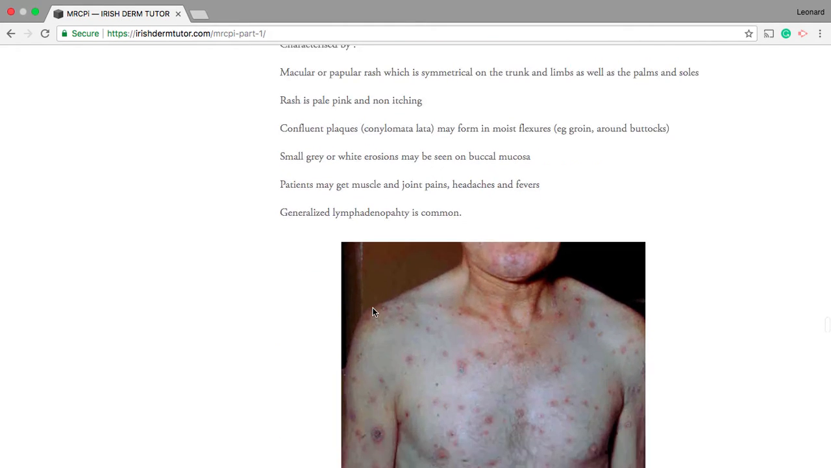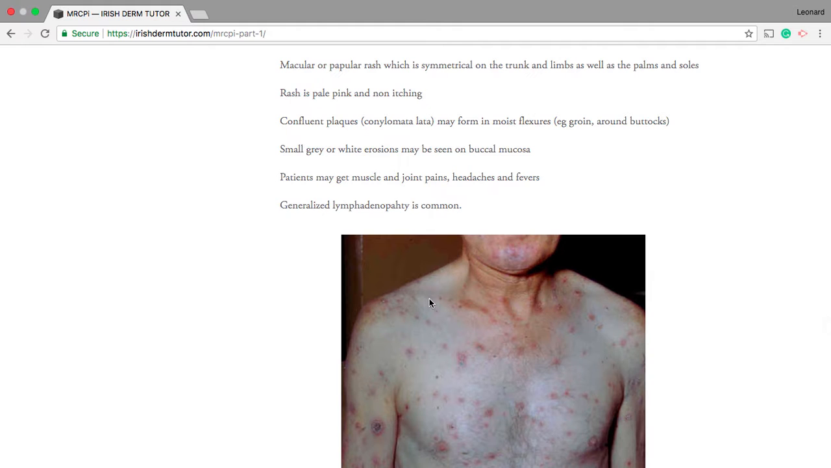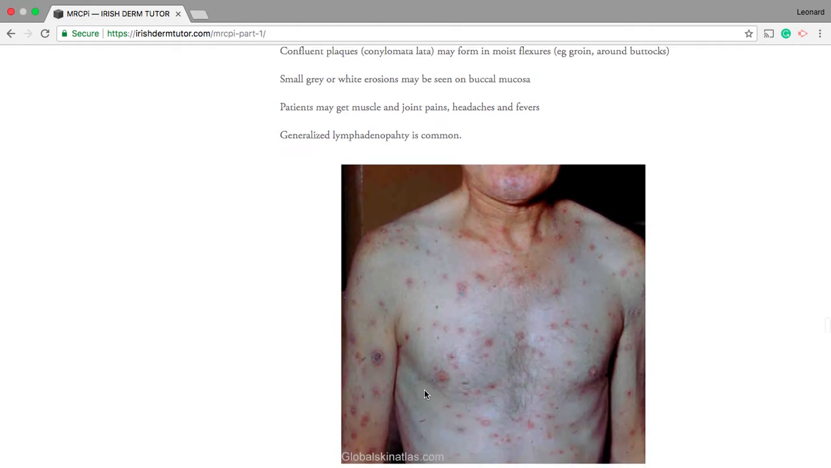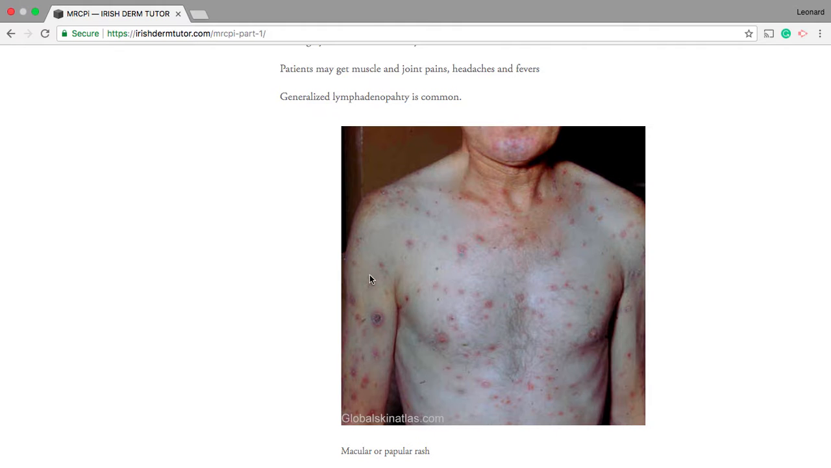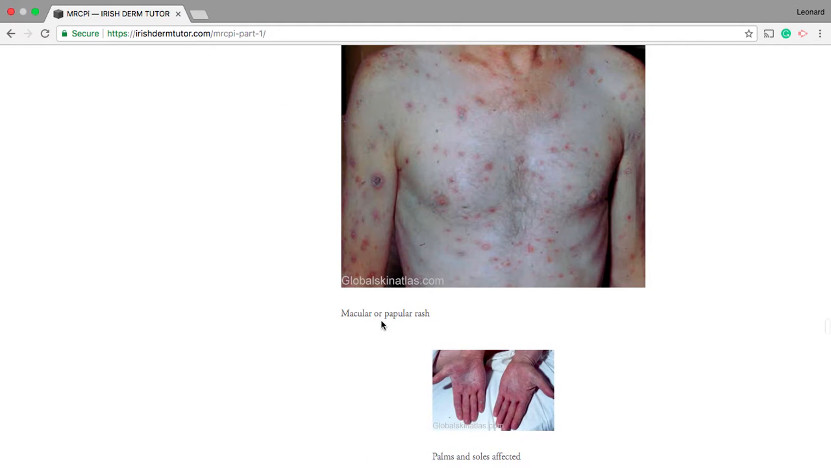And it's characterized, the most usual characterization is this macular and papular rash, which is symmetrical, and it can be found on the trunk and limbs. And importantly, to differentiate it from things such as guttate psoriasis or pityriasis rosea, which we'll talk about later, it is often seen on the palms and soles. Now, I apologize for the poor image, but this rash is quite similar to the rash seen on this area here.